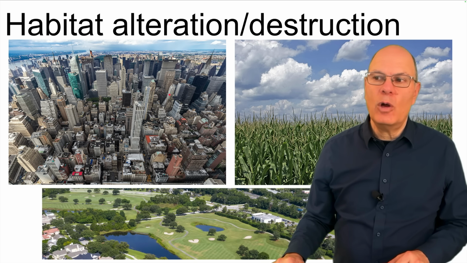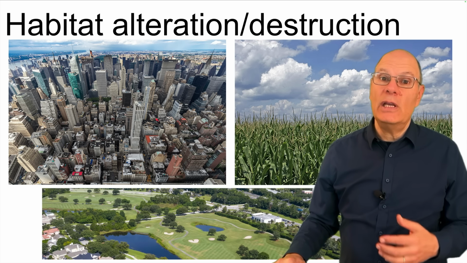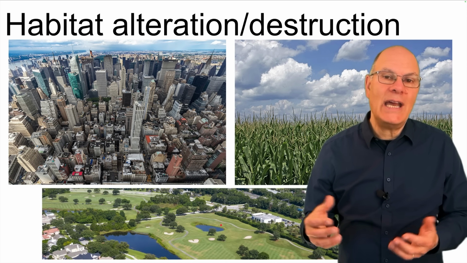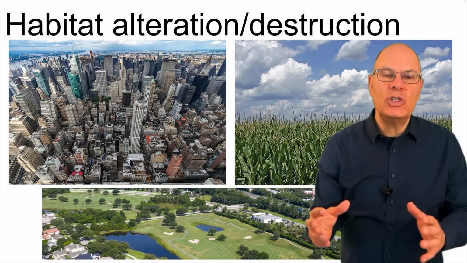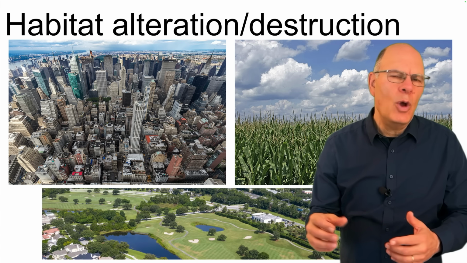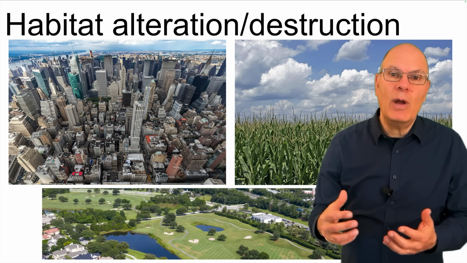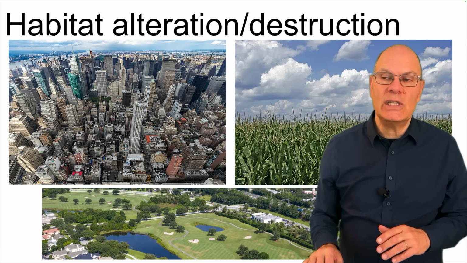There is nothing wrong with cities, fields, or golf courses, but every time we build a city, a field, or a golf course, we destroy the habitat of the animals and plants that live there. That's happening at a huge scale around planet Earth, where a huge amount of the planet's surface has now been in some way modified for human ends. That's one of the causes of species extinction.